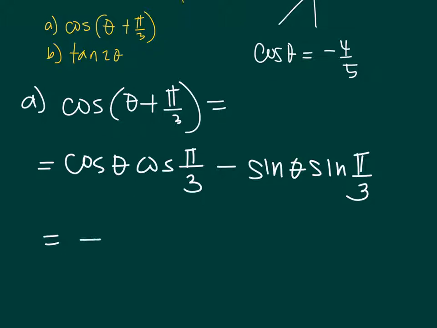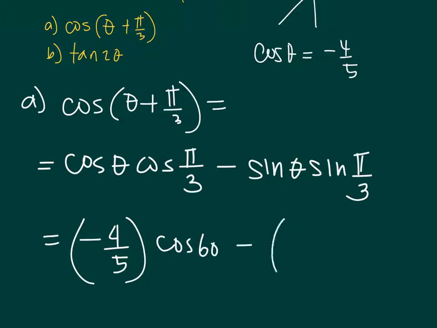negative 4 over 5. Okay, so here you are free to convert the pi to 180 so that you could easily find the cosine of pi over 3. That is 60. So, sulat muna natin. Cosine of 60 minus sine of theta is negative 3 over 5. Pi over pi is equal to 180. 180 divided by 3 is 60. So you're going to find the cosine of 60, which is 1/2.